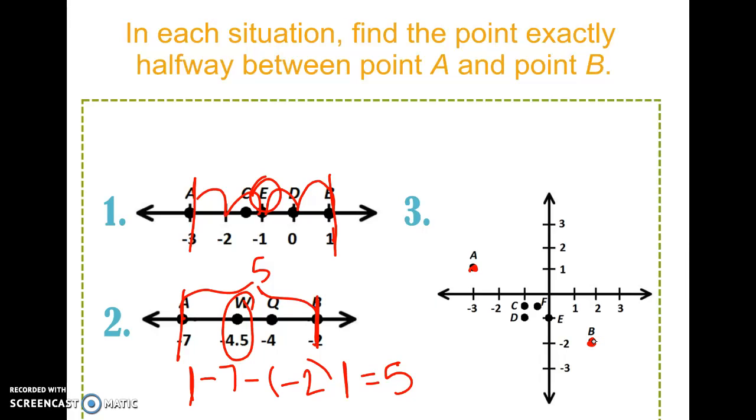So now this gets a little bit more interesting. Finding the halfway point between point A and point B on a coordinate plane, which is what we're kind of going to be going towards in a few days. First, I would look at the slope. So to get from A to B, I have to go down 3 units and over 5 units. So then think about how we would do that.